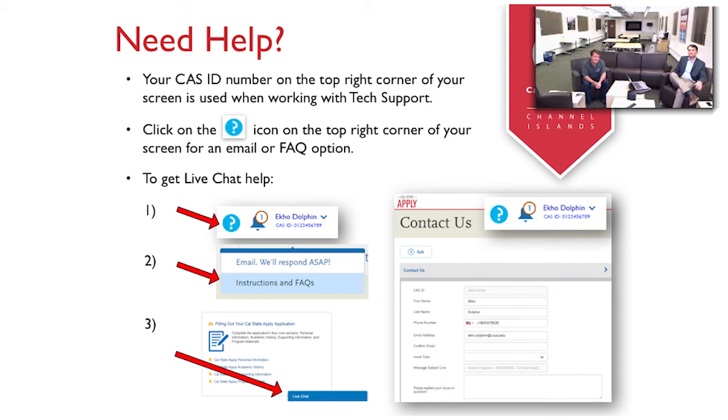And a new function for this year for students applying through Cal State Apply: we have a live chat feature that students can use. You can actually have a person there in live chat that you can ask questions to while you're filling out the application. So it can save you having to call or email. You can just get those questions answered in real time. So, a number of different ways to receive help when you're submitting your Cal State Apply applications.